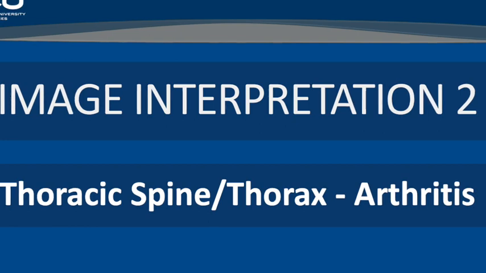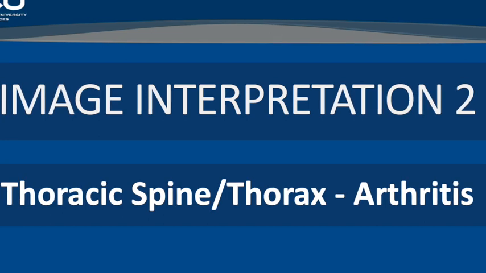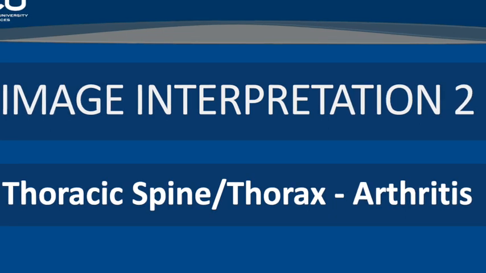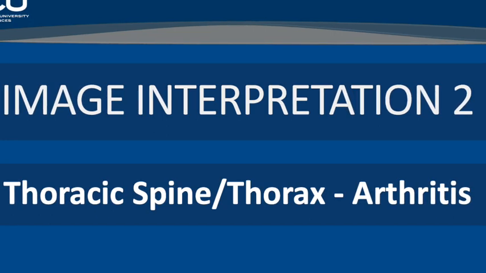The facet joints can also be involved, as well as the costotransverse and costovertebral joints between the ribs and vertebrae. Osteoarthritis at these rib articulations is specifically termed costotransverse arthrosis and costovertebral arthrosis respectively. These can clinically mimic upper GI pathology with referred pain.